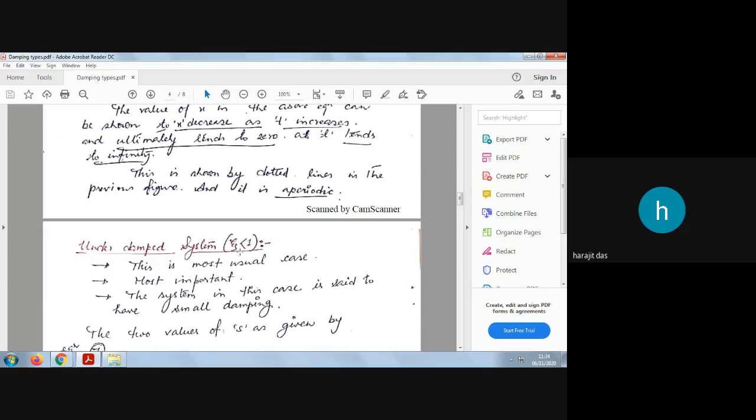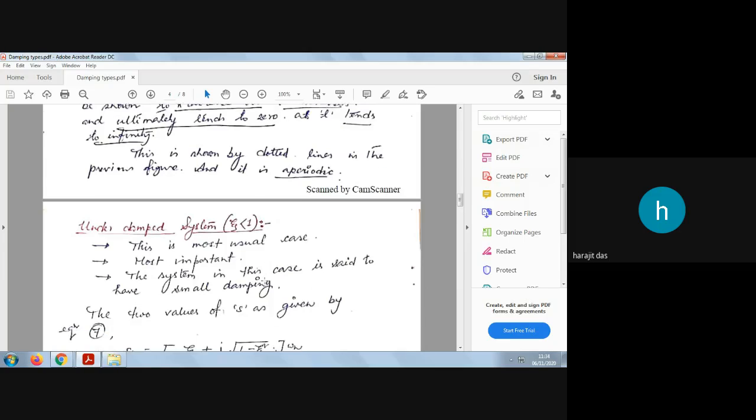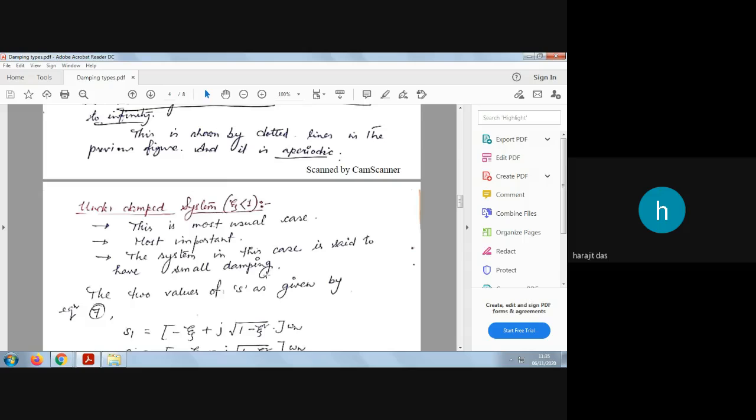Under damped system, so here the value of zeta is less than 1. And this is the most usual case of damping. Practically, we need to design our equipment or machine tools under this under damping condition, where you will get some vibratory motion which can be isolated. Understood? So this is the most usual and most important damping from the design perspective, the design of machine elements perspective. Then this system in this case is said to have small damping, very small damping.